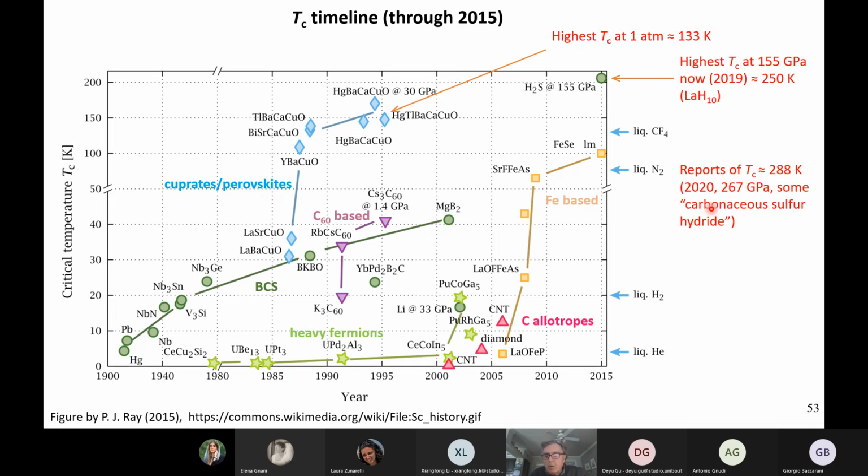I couldn't find out exactly what material it is. It is defined as a carbonaceous sulfur hydride. So it's some hydrogen thing, because actually hydrogen was supposed to be a superconductor at high temperature at very high pressure when it becomes a liquid. So this is where we stand.